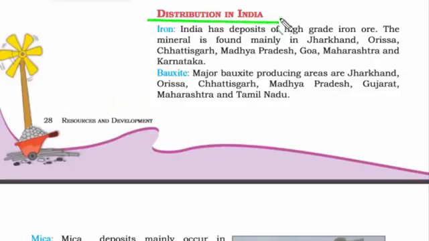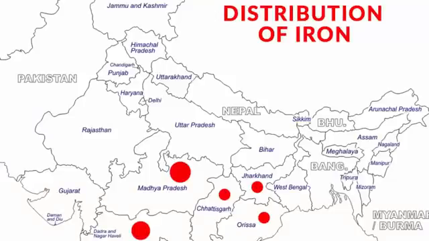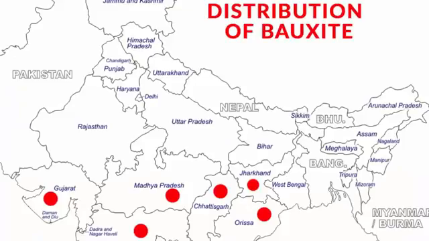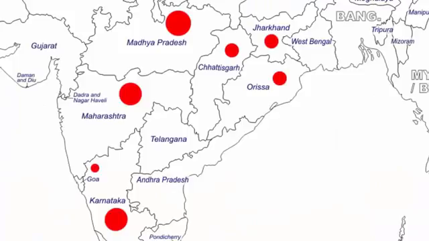Now we'll read about the distribution of minerals in India. Let's read about iron. India has deposits of high-grade iron ore, so they are found in these areas. I'm going to show all of these places on a map. Just have a look at it. The next one is bauxite. Major bauxite producing areas are, I'll just show all of these places on a map. Just have a look at it. And remember, bauxite is an ore of aluminium.